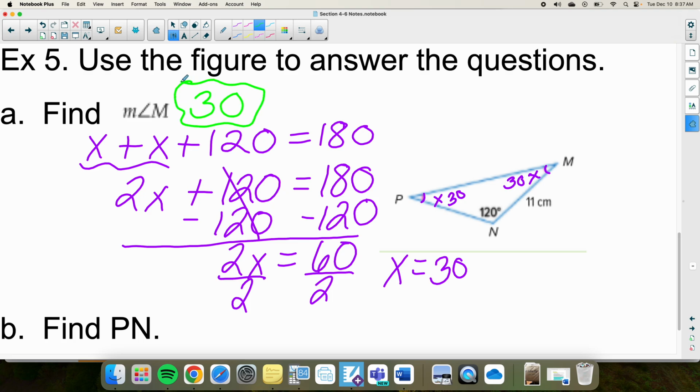Okay? Now, if you like to do that the shortcut way, can anyone explain how we could have done it the shortcut way? 180 minus 120, and you can just punch this into your calculator, is 60. And then if these two equal 60, what would I do with the 60? Divide it by 2, and that is 30. So if you do it that way, you can just punch it right into your calculator.